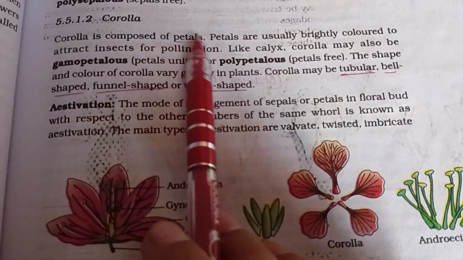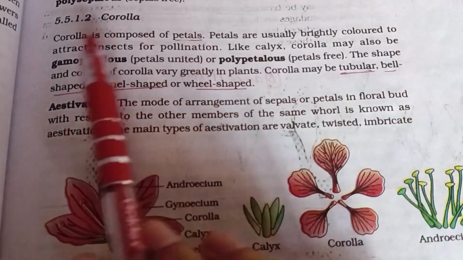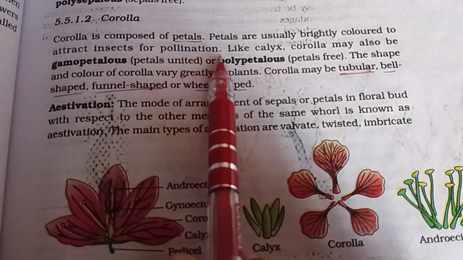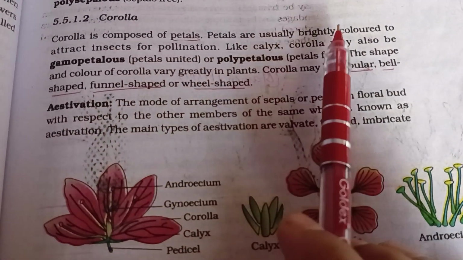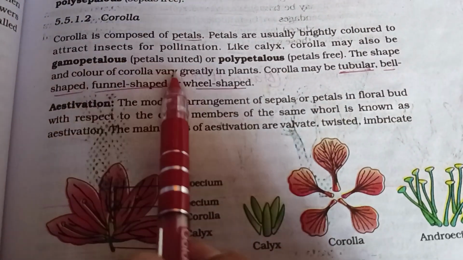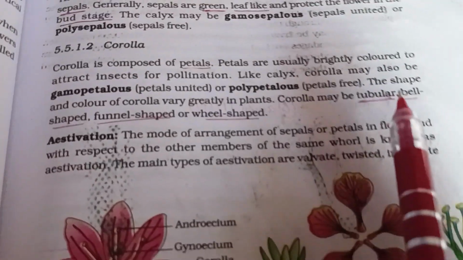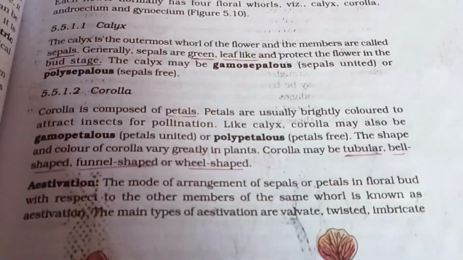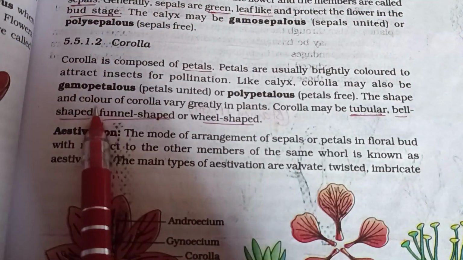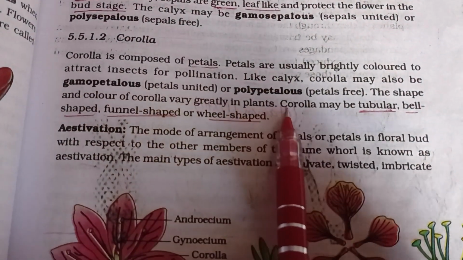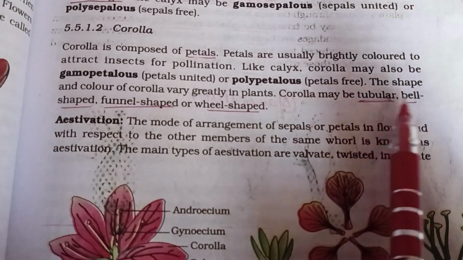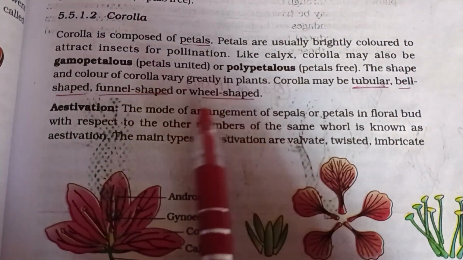Corolla is composed of petals. Petals are usually brightly colored to attract insects for pollination. Like calyx, corolla may also be gamopetalous, meaning united, or polypetalous, meaning free. Now, the shape and color of corolla vary greatly in plants. Corolla may be tubular, bell-shaped, funnel-shaped, and wheel-shaped.